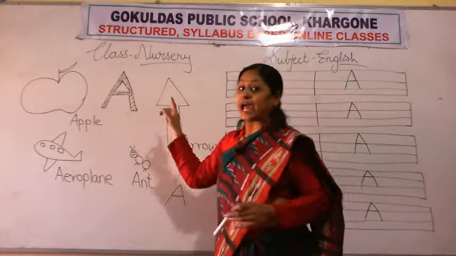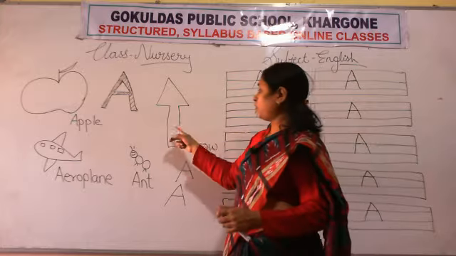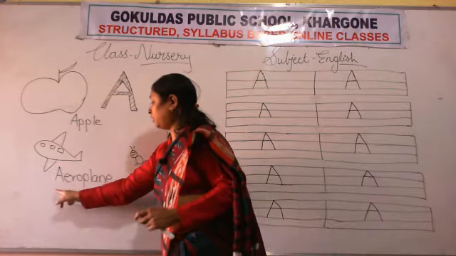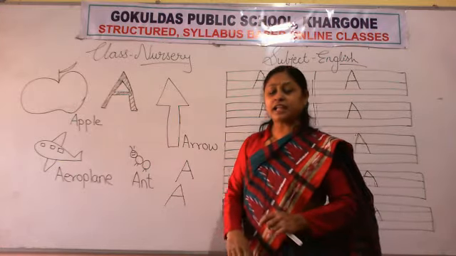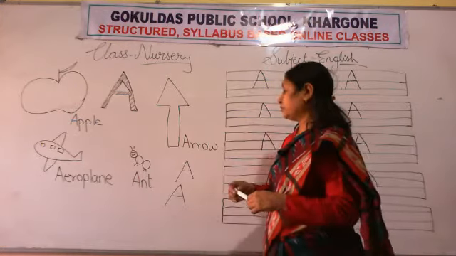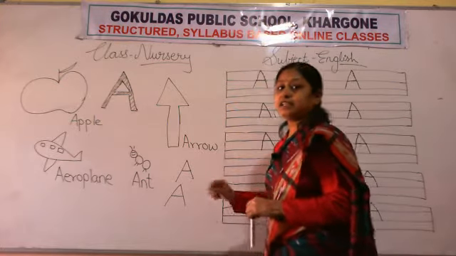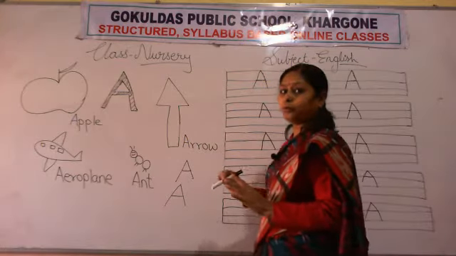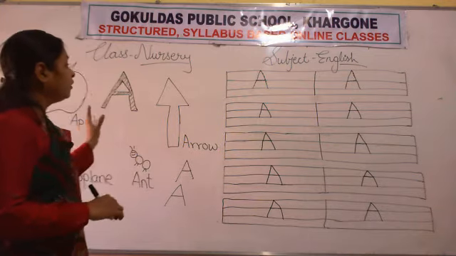A for arrow. Arrow indicates direction. What does an arrow do? Arrow indicates the direction. Okay. A for aeroplane. A for ant. You see an ant? Black ant, red color ant. Okay. Then you have to make A like this. So write neatly in your notebook. What you have to do? Write neatly in your notebook.